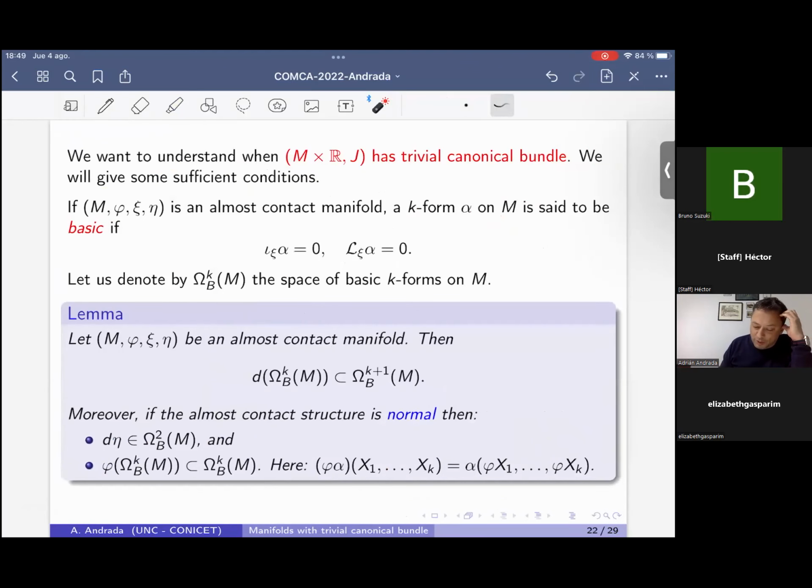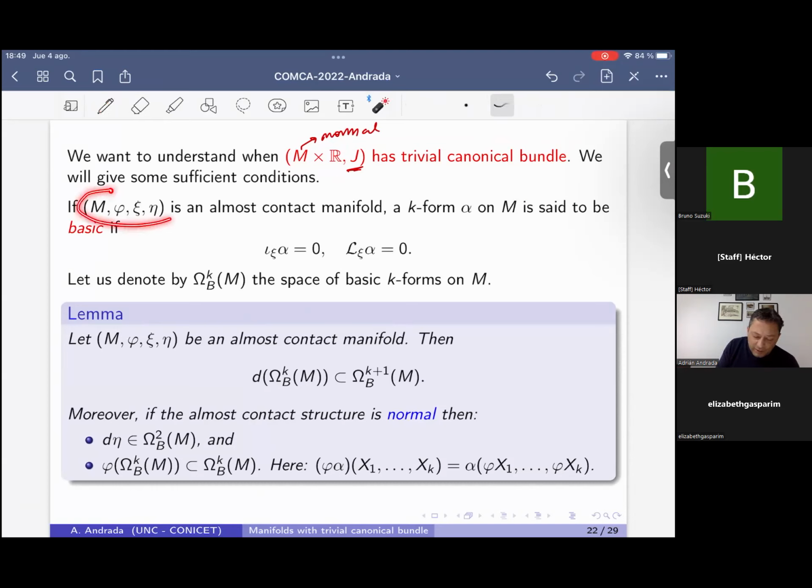And then we want to understand when this new manifold has trivial canonical bundle, because this is when M is normal. When this is normal, this means that J is integrable, so we can talk about the canonical bundle. And we're going to give some sufficient conditions.